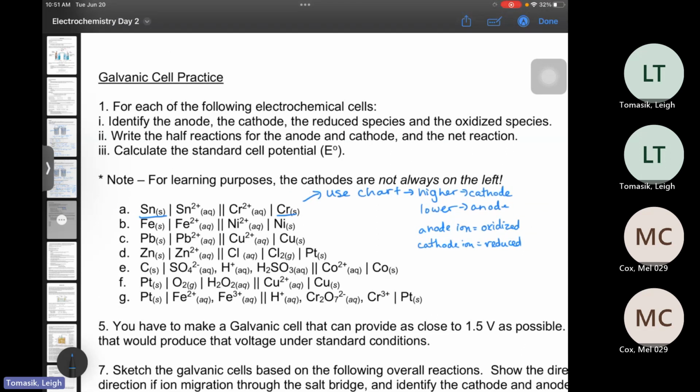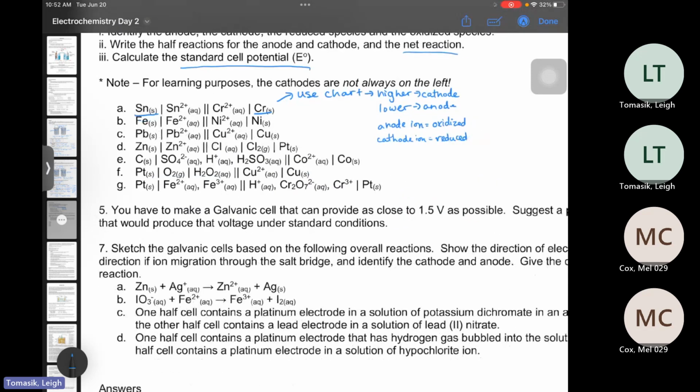So then it says write half reactions, right? You can get the half reactions from the table if you want, but it's pretty easy to do without the tables. Find the net reaction, right? We might have to multiply so that the electrons are equal, and then calculate the standard cell potential. So you would need the voltages there, okay? So that's for you to practice.